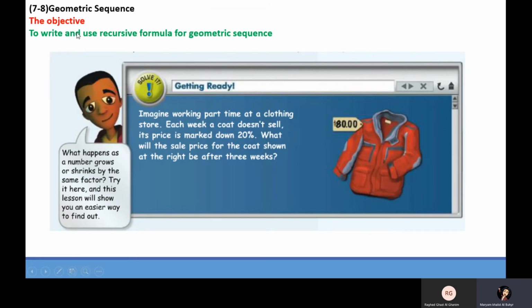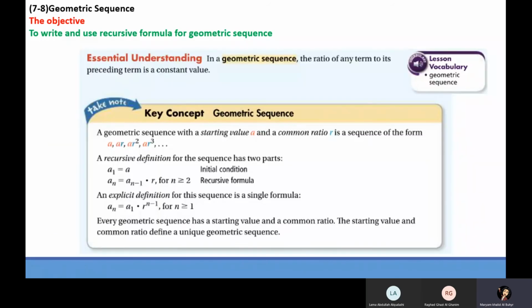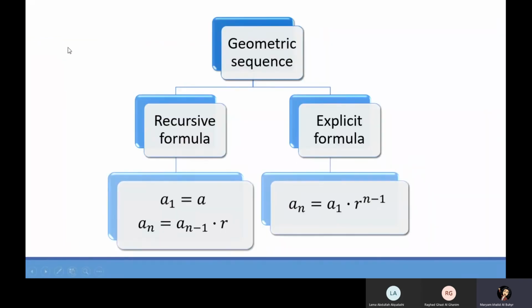Then here's our objective: to write and use the recursive formula for a geometric sequence. So let's begin. I started with you the first one in the previous class. Recursive, I will show you here, which will be easier. The recursive formula gives me the previous term. So you always need the first term, which is a given value, and you can just use the nth term, which will depend on the previous term.